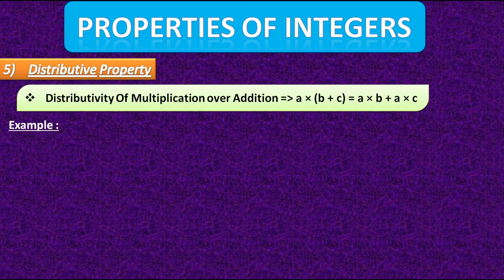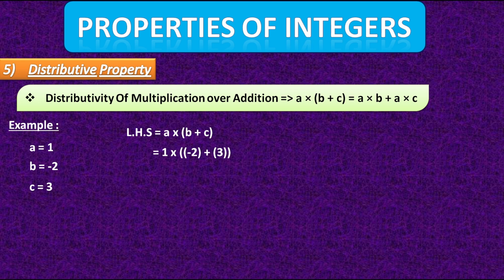Here I'll take the value of A as 1, B as -2 and C as 3. Okay, let's take the LHS part, that is A into (B plus C). Don't get confused here. Outside the bracket we have a multiplication sign and inside the bracket we have a plus sign. So let's put the values of A, B, C. Here A is 1, B is -2 and C is 3.